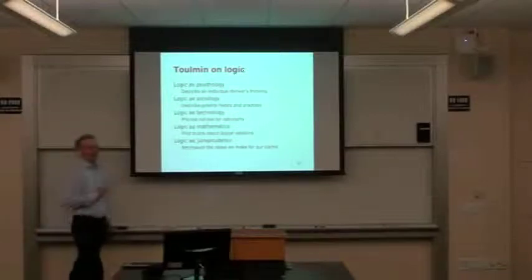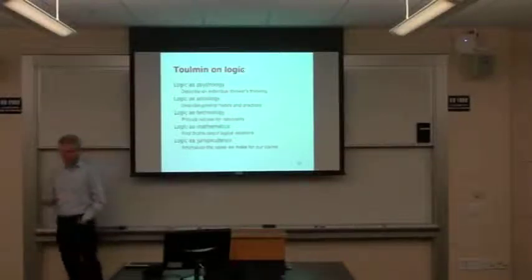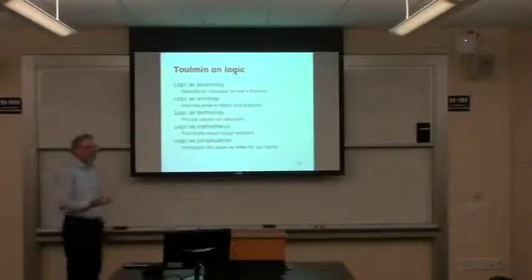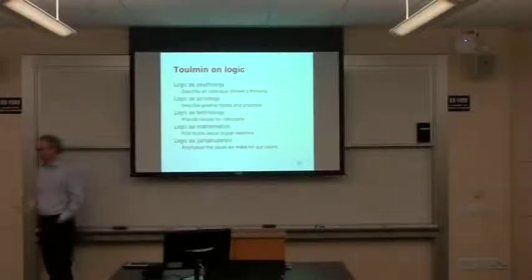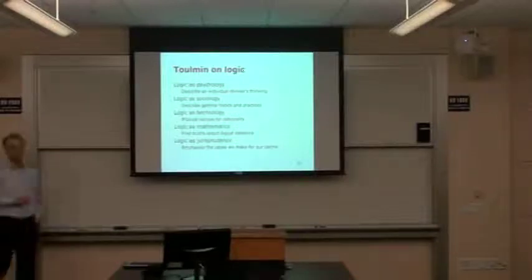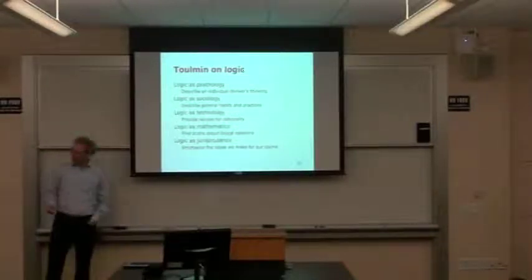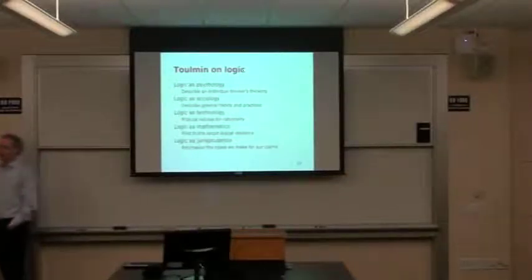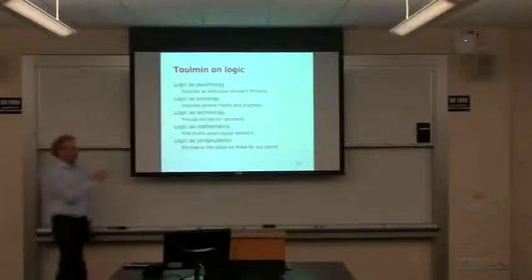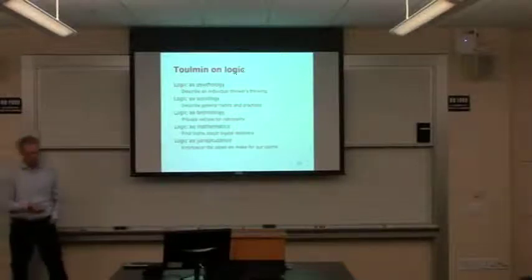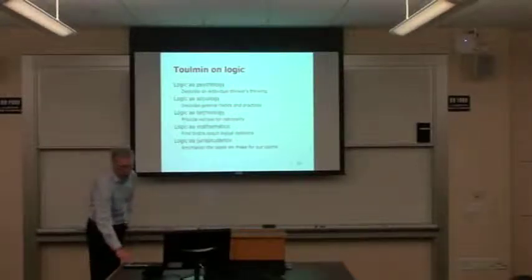Logic as mathematics, find truth about logical relations, so that's the foremost thing that we most typically think of as logic. And then, and this is so interesting for my field, logic as jurisprudence. So let's look at the law, and this is what he actually defends in his famous book, The Uses of Argument, dated from 1958. Let's see how it goes in the law and adapt our logical models to fit that. Emphasize the cases that we make for our claims. It is very context-oriented. There are different standards, etc., etc. And in a sense, the field of AI and law, or at least a part of the field of AI and law, is developing that program.